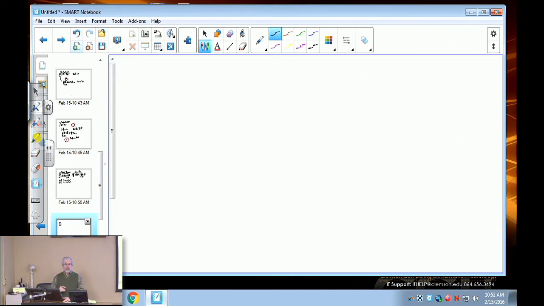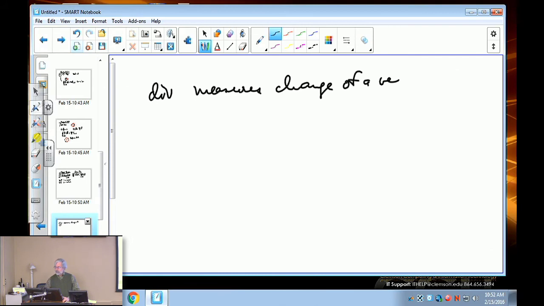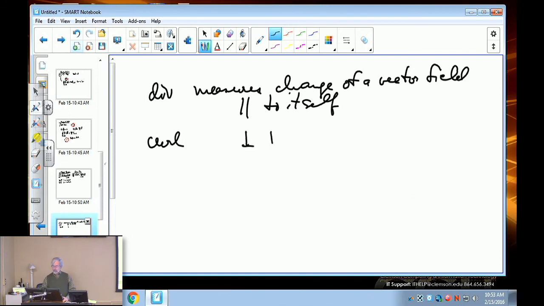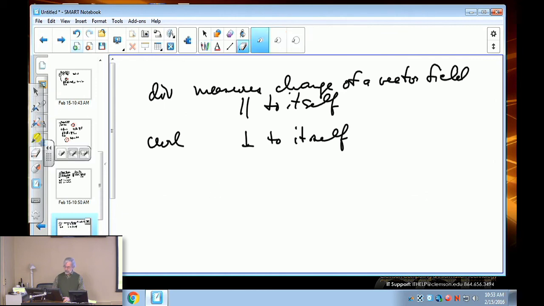So one simple way is, the divergence measures the change of a vector field parallel to itself, whereas the curl measures the change of a vector field perpendicular to itself. That's a simple way of saying it. The divergence of a field, let me back up. This really helps us to segue into the next part.